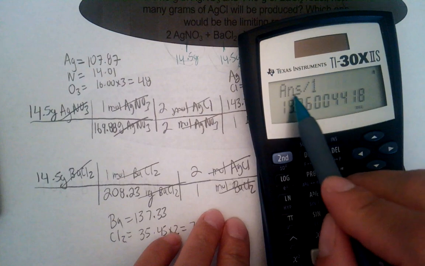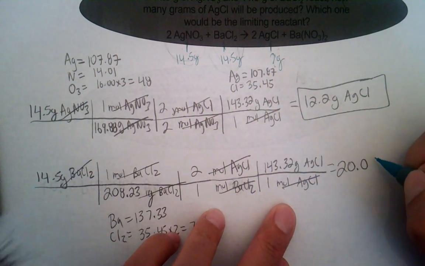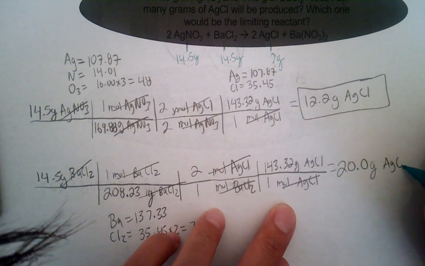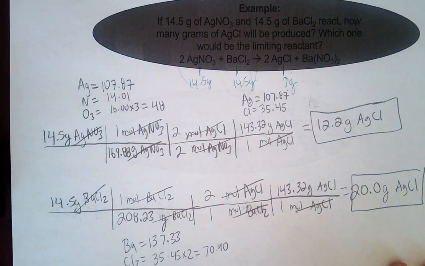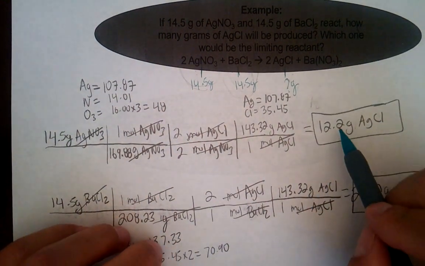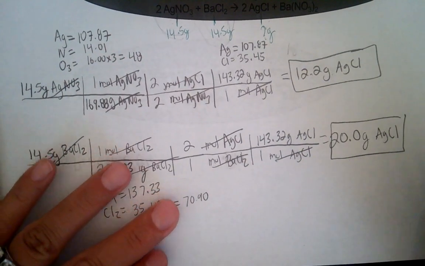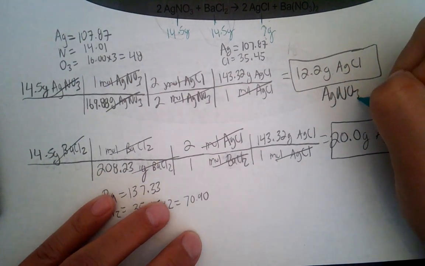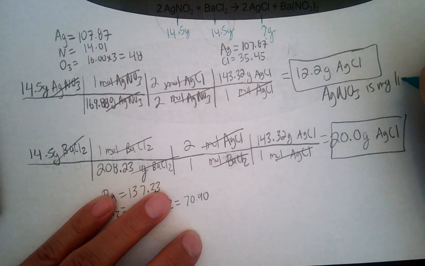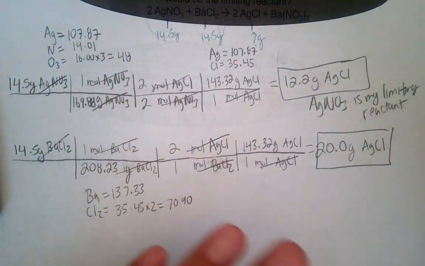19.9600. Okay, we want only 3 sig figs. That means it's going to be 20.0 grams of AgCl. So now we have to decide which one is less, and that's kind of pretty simple. You know 12.2 is less than 20. So then which is your limiting reactant? The last thing you have to write is then AgNO3 is my limiting reactant. And that is it, and you are done.